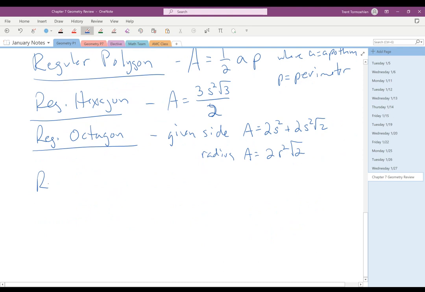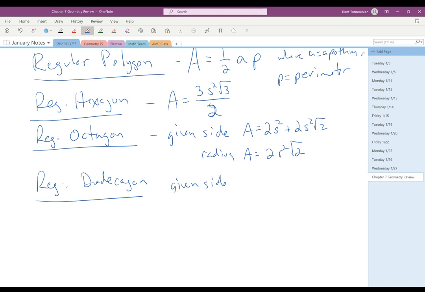And then finally, we had the regular dodecagon. Remember, for the one given side length, we partitioned the dodecagon into 6 squares, going along every other side, putting a square off of it. What's left is 12 equilateral triangles. So it's 6 squares, 6 times side squared, plus 12 equilateral triangles, which would be 12 side squared root 3 over 4. That simplifies to 3 side squared root 3, so that's the area of a dodecagon given side length. And given radius, it's just 3r squared.